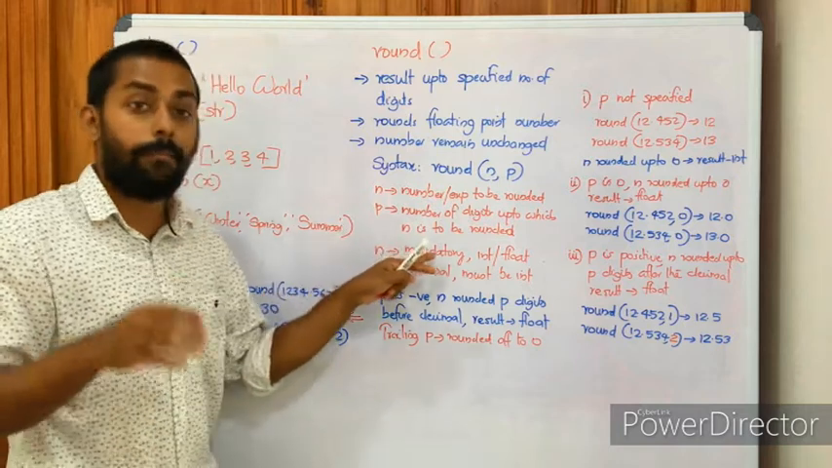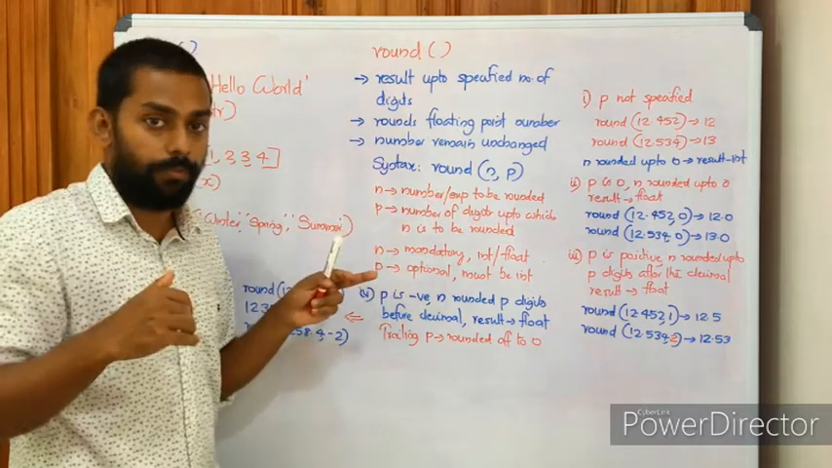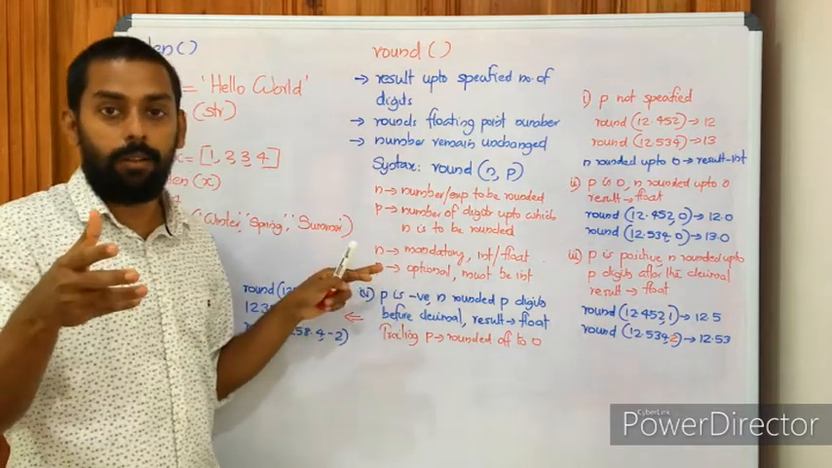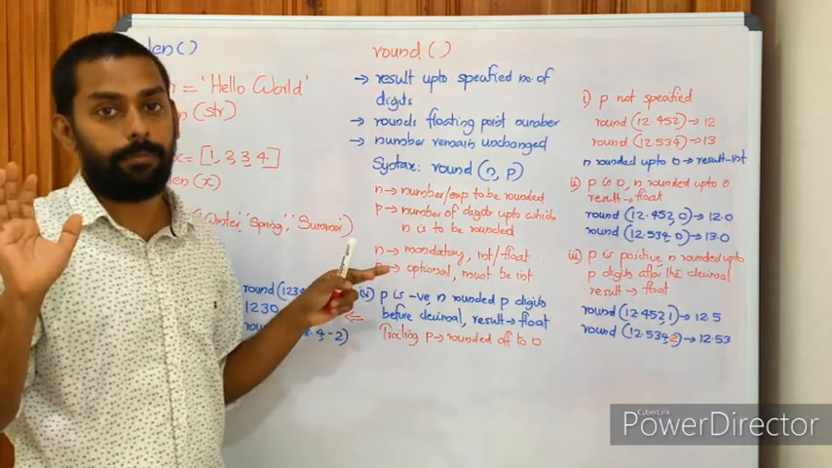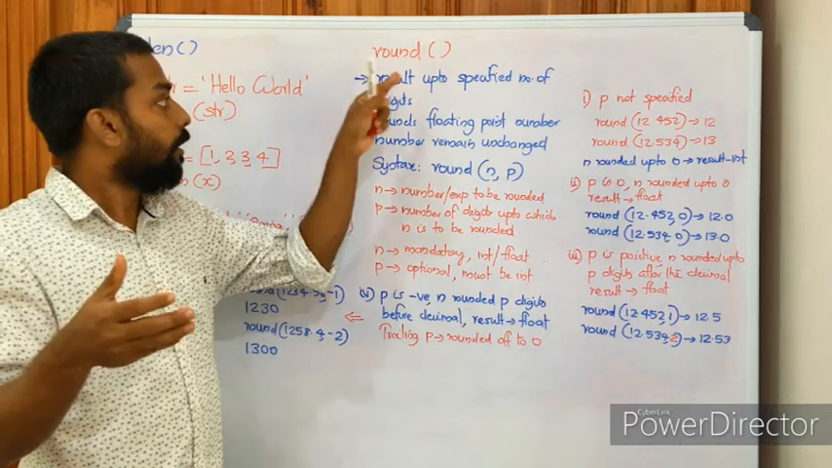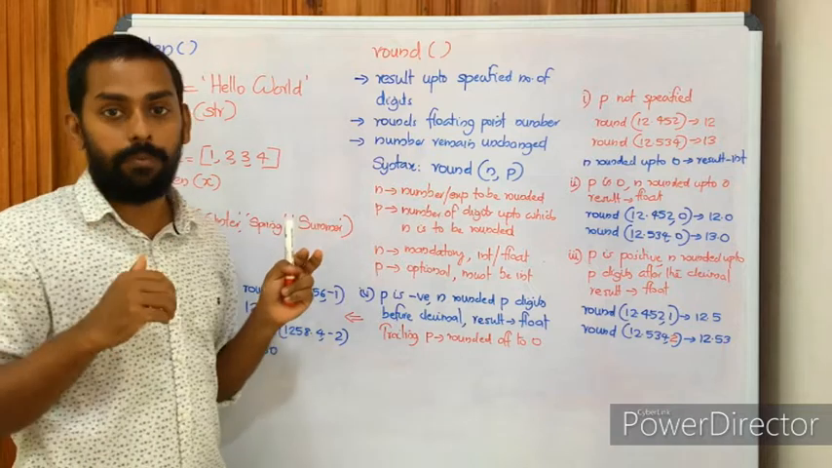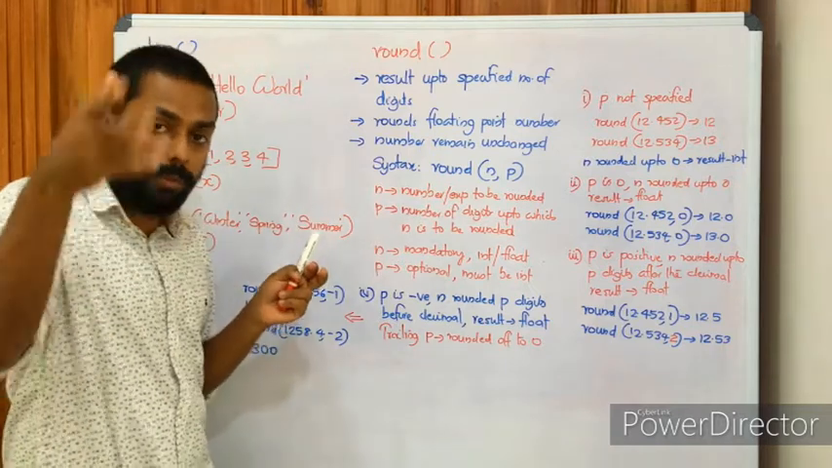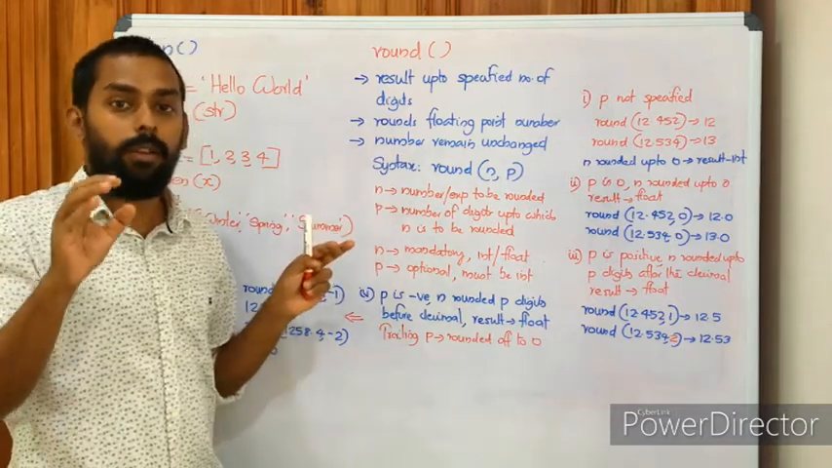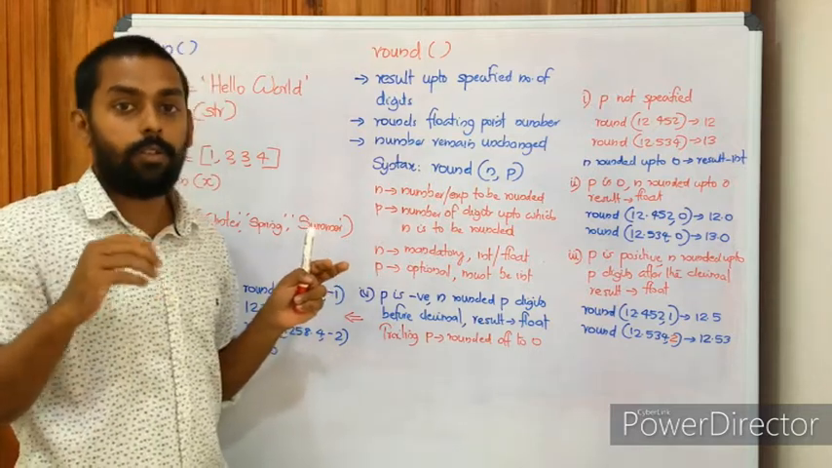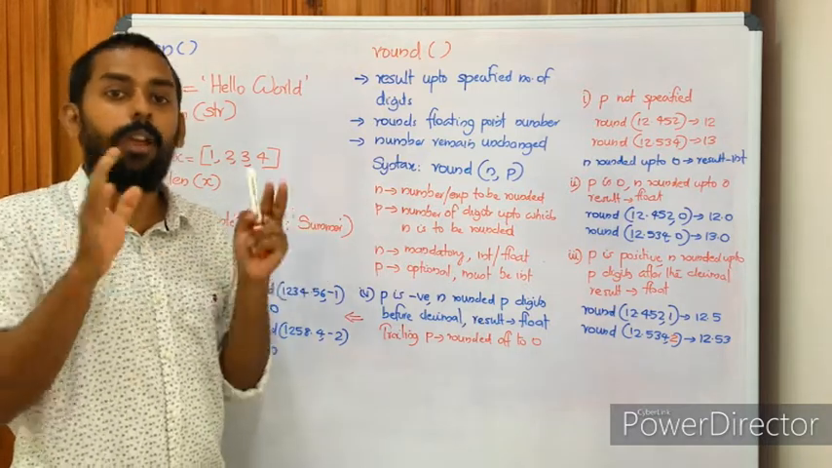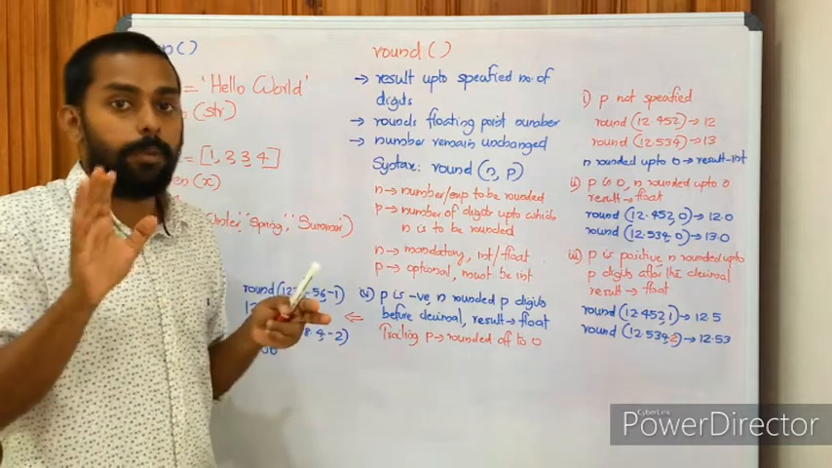We know n is a mandatory field because that is the one we are going to round off. N is mandatory. It can be an integer type or a floating point type, but p is optional. But if there is p, it must be an integer type. So the round function is used to get the result up to a specified number of digits. It takes a floating point value and rounds it up to a specified number of digits, in the format n comma p. N is the number to be rounded, and p the number of digits up to which n is to be rounded. We know n is mandatory, and p is optional. If it is there, it must be an integer type.